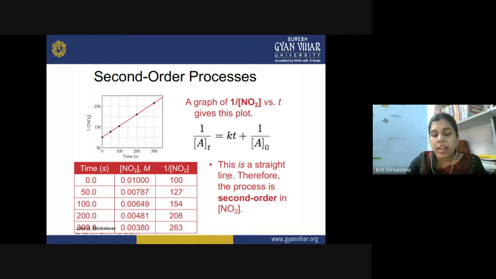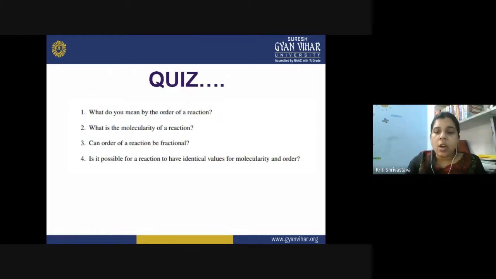First we tried to fit the data into the first order rate expression and first order graph, but it was not fitting in. So we tried for the second order process, and therefore we came to know that the reaction is actually a second order process. Now I have a few questions for you from today's lecture.